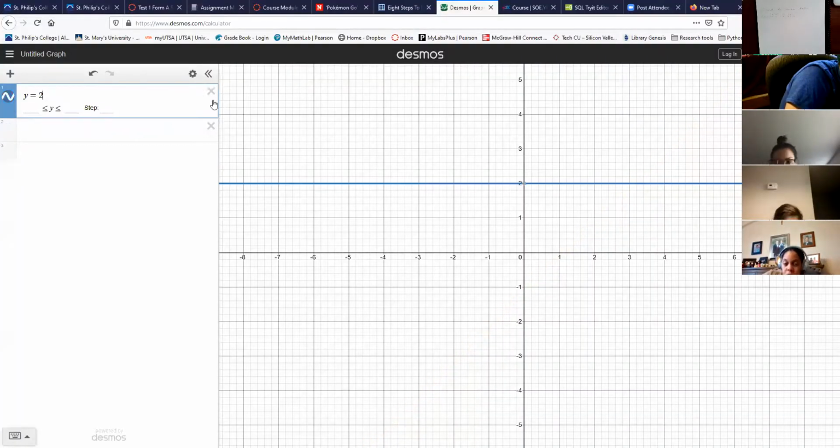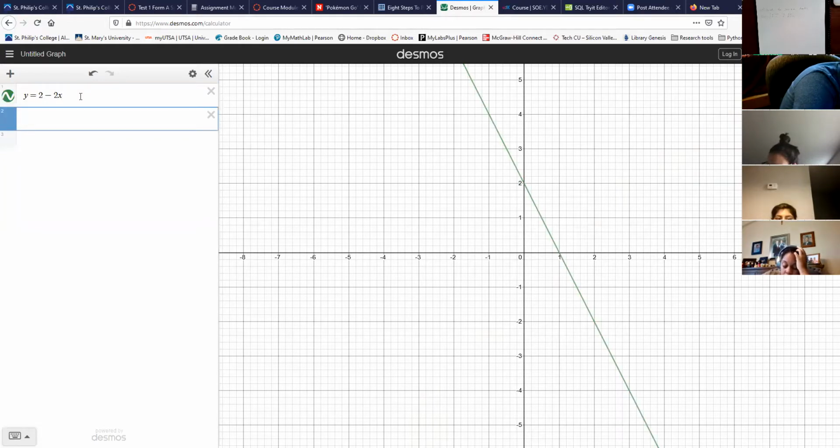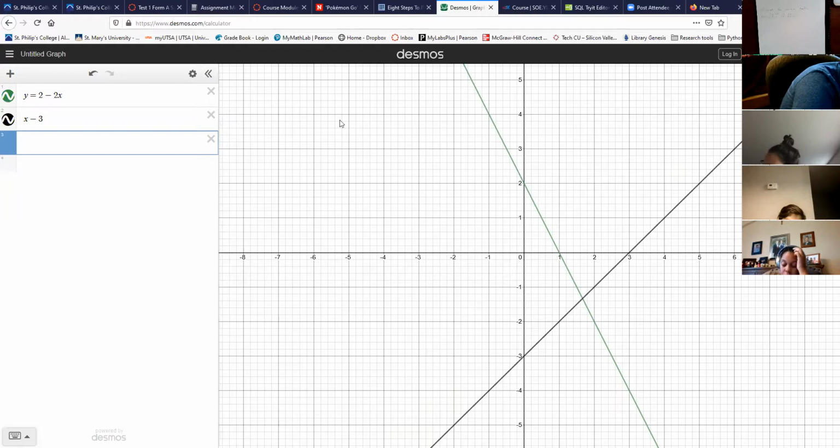So I'm going to delete these here. So I'm going to graph 2 minus 2x. Okay. And x minus 3. So we have two lines. We just got to cut them off depending where they start and where they end.